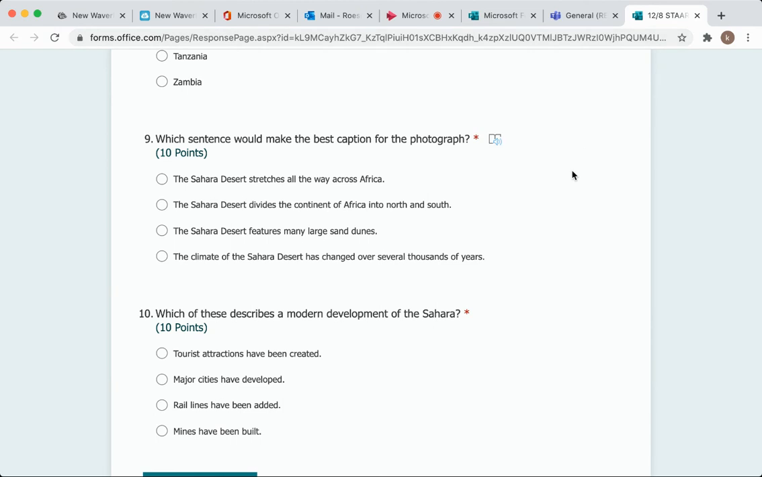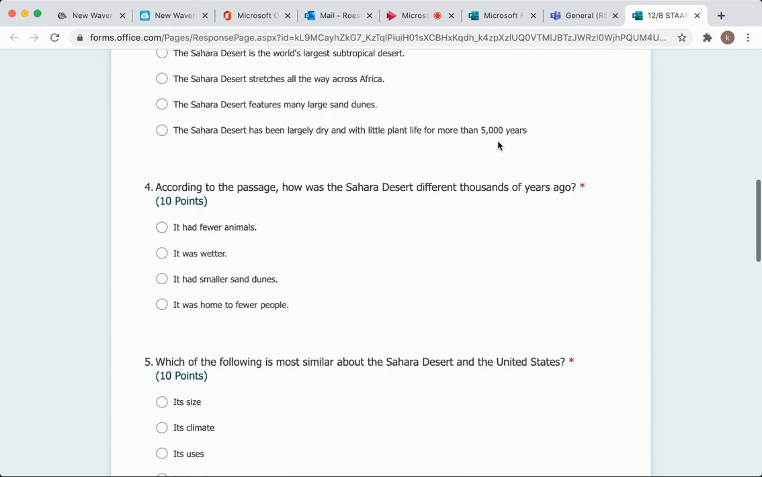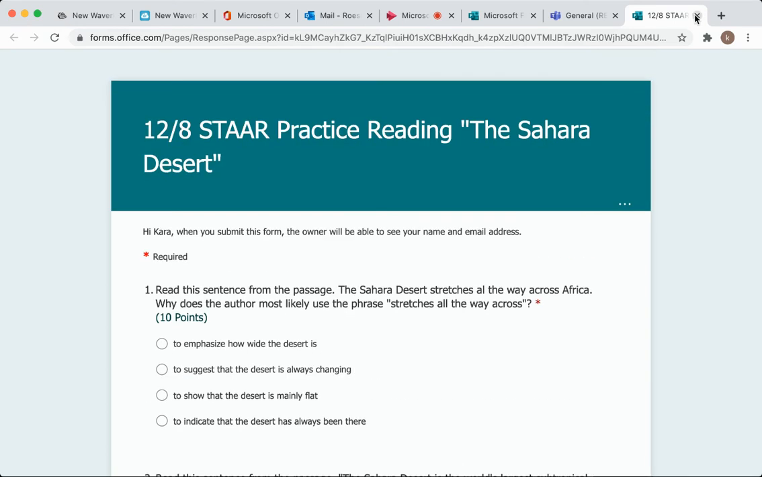Again, this is a STAAR practice reading. So if you're getting help, you can get help with the question clicking on here, but you have to read the passage yourself according to STAAR modifications.